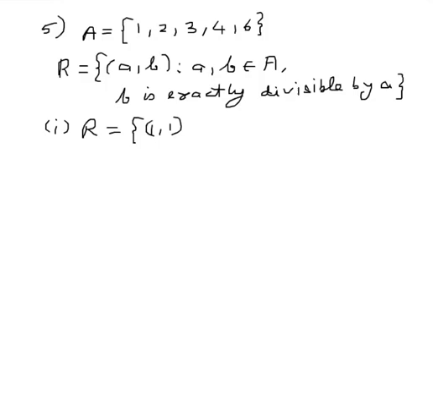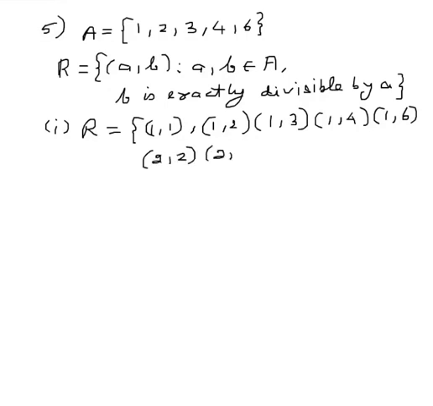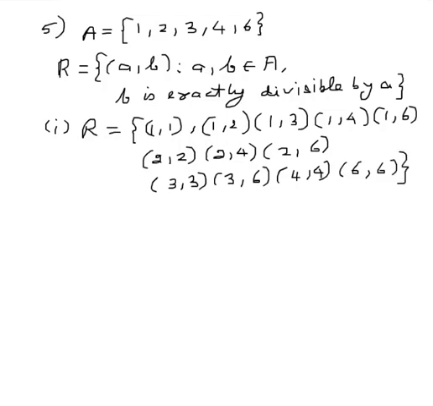1 is divisible by 1. 2 is divisible by 1. 3 is divisible by 1. 4 is divisible by 1 and 6 is divisible by 1. And then for 2, if you write 2 comma 2, 2 comma 4, because 4 is divisible by 2, and 2 comma 6. Now with 3, 3 comma 3, 3 comma 6. 4, only 4 is divisible by 4 in this, and then we have 6 comma 6. These are the elements of R.